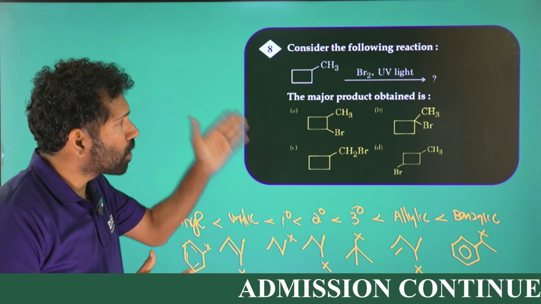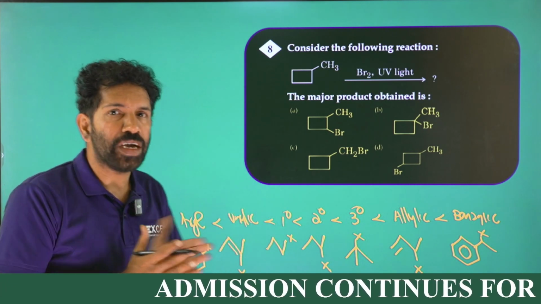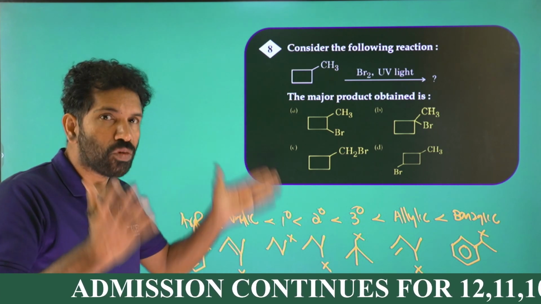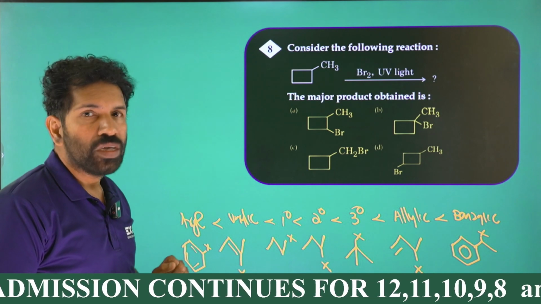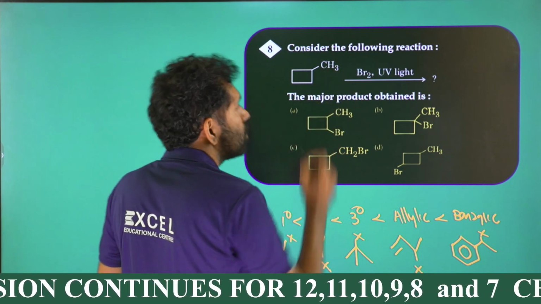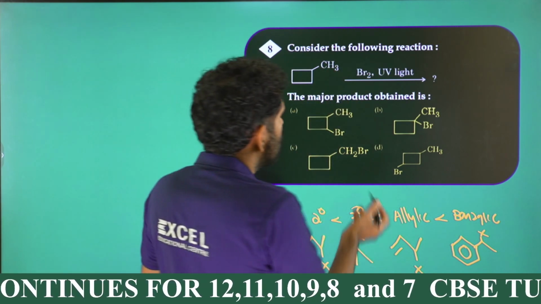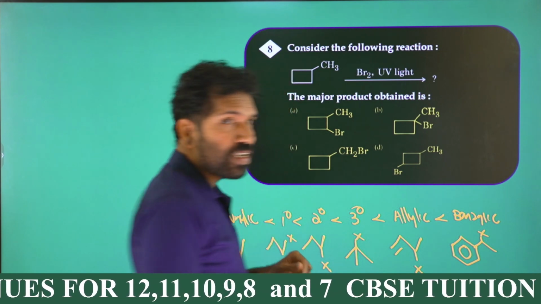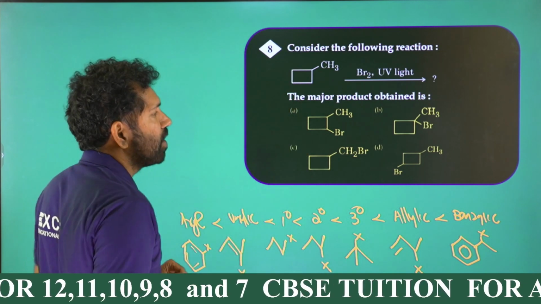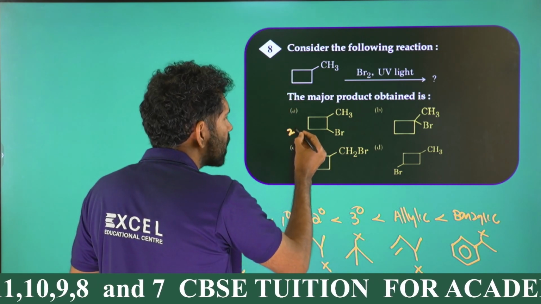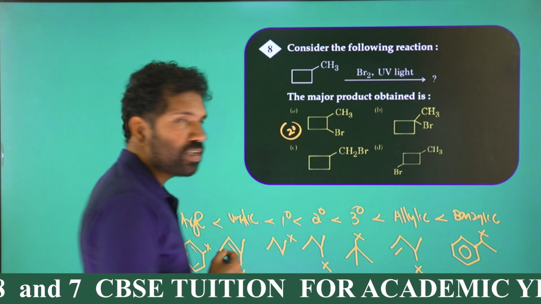Okay, so now considering this order, what will be the answer? Anybody can tell me? Yeah, this is so easy now. Now you can do it. Here there is hydrogen CH3. Suppose we will discuss each and every answer. Answer A is coming under secondary.